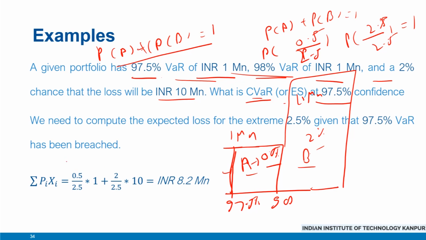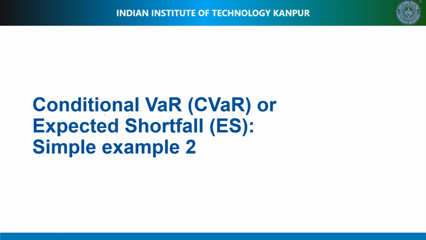In that case, our new expected loss would be PA, which is 0.5 upon 2.5, into 1 million, plus 2 upon 2.5 into 10 million, which is our expected loss, equal to 8.2. What is this 8.2 million? This 8.2 is our expected loss given that our VaR of 97.5% is breached. That means given that this level of 1 million were to be breached, what is the possible scenario? And that value, 8.2 million, is our expectation of loss. In this video, we'll conclude our understanding of conditional VaR or expected shortfall with the help of a simple numerical example.